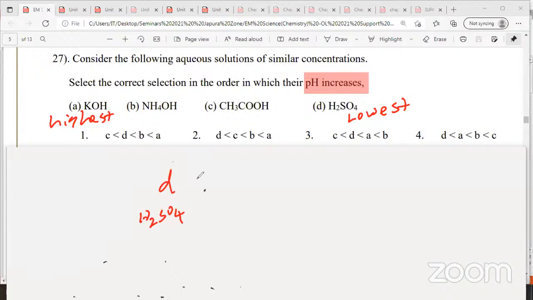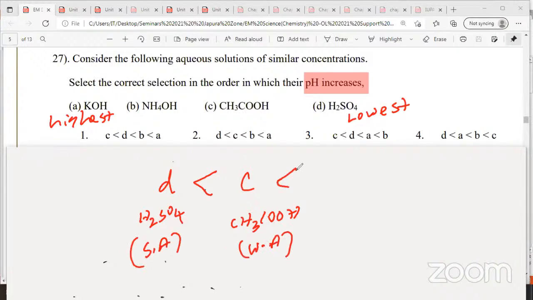Then you should get the next one, next highest pH. CH3COOH, that is C. Look at that, it is a weak acid. Acid means low pH. This is a strong acid, sulfuric acid. This is a weak acid.